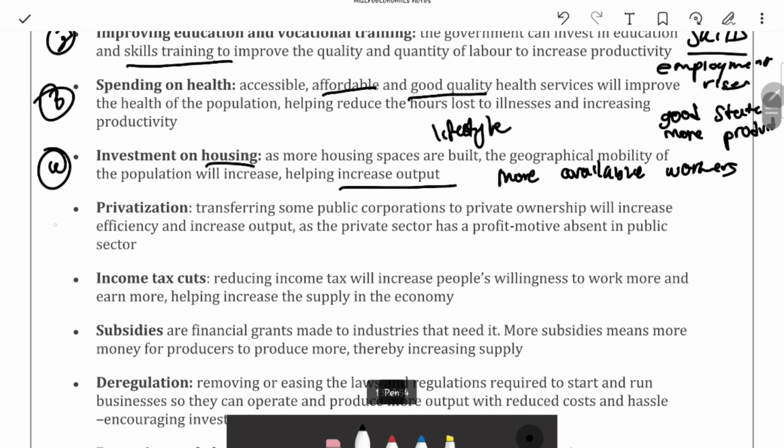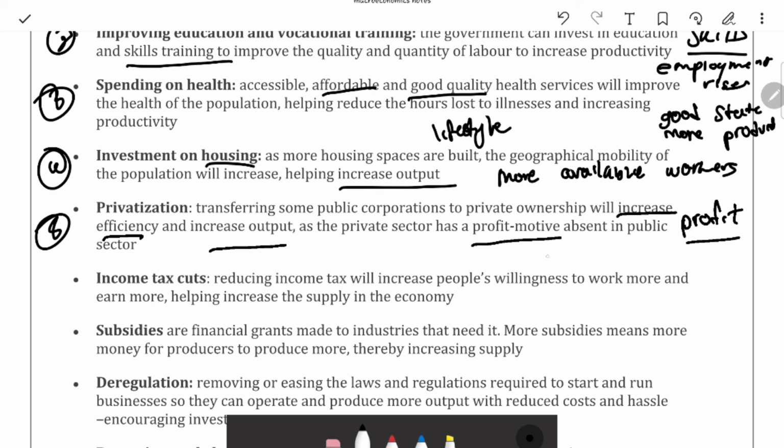Then the next one is something we call privatization. Privatization simply means that it will increase the efficiency and increase the output, as the private sector has a profit motive absent in the public sector. Because people want to make profits, there's a reward, so people will be more productive.